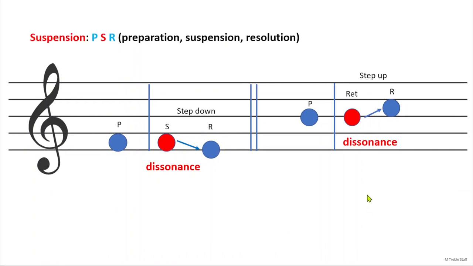Now comes suspension. There are 3 important terms that help us to remember the shape of this suspension: preparation, suspension, and resolution, abbreviation PSR. S is the dissonance, and it's the suspension. It is always prepared by a previous note, which is a chord tone. After that, it resolves step down. If it resolves step up, then this suspension will be known as retardation.